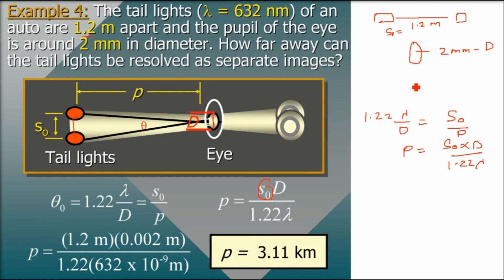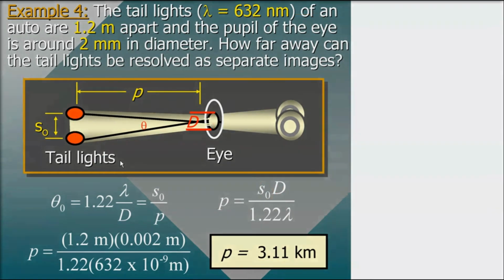S sub 0 is 1.2 meter here. D is 2 millimeter, converted into meter by multiplying with 10 to the power minus 3. 1.22 is there. Then we have 632 nanometer converted into meter by multiplying with 10 to the power minus 9. And finally, you get P as 3.11 kilometer. After 3.11 kilometer, you will not be able to differentiate them.